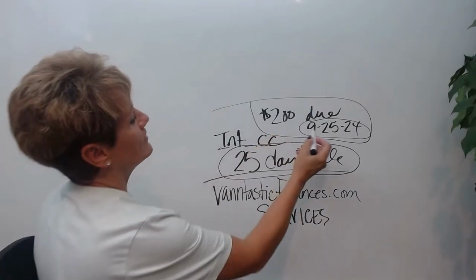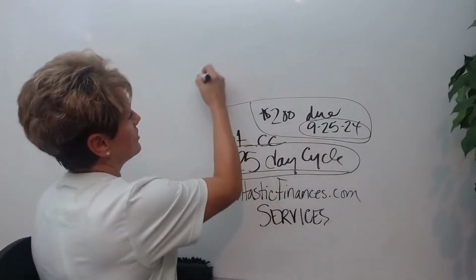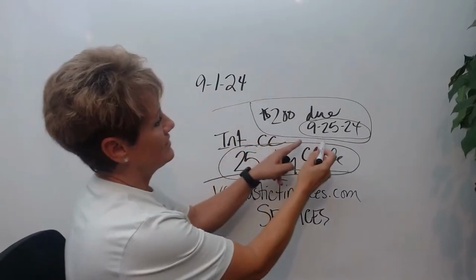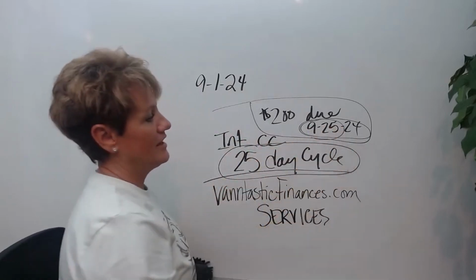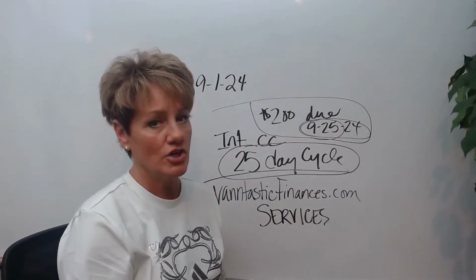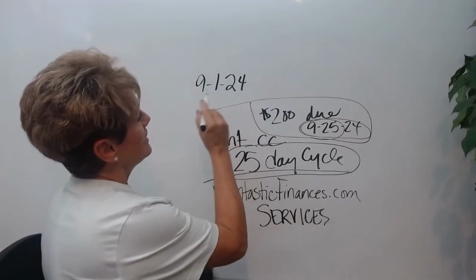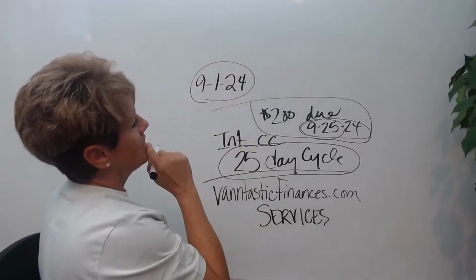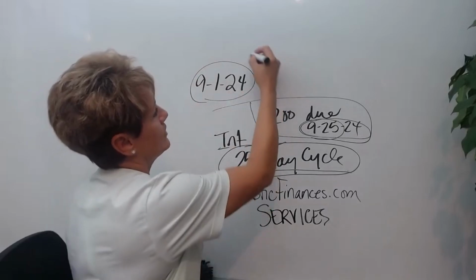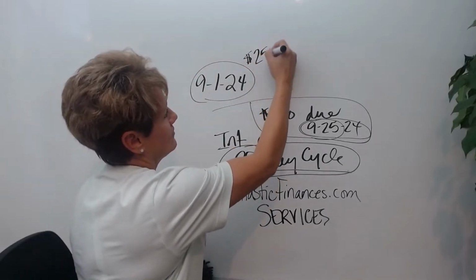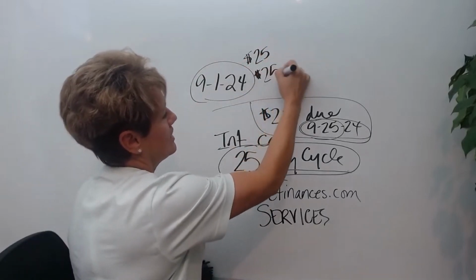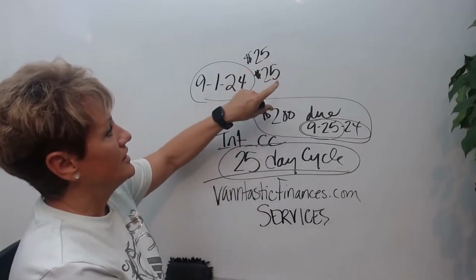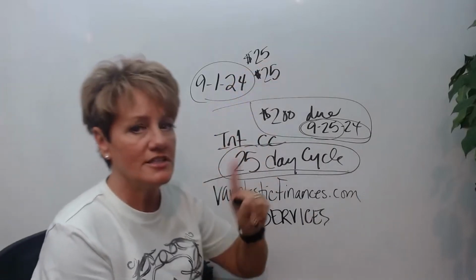Anyway, if the 25-day cycle started on 9/1/24 and you have 25 days to get this payment in before they charge you a late fee, then what if in the first week, let's say by the 8th of September, you had paid two $25 payments? So you paid on the 2nd, and then you paid on the 8th, for example, just using a scenario here.